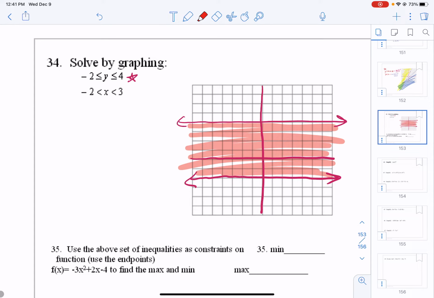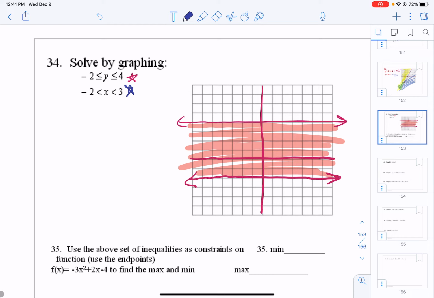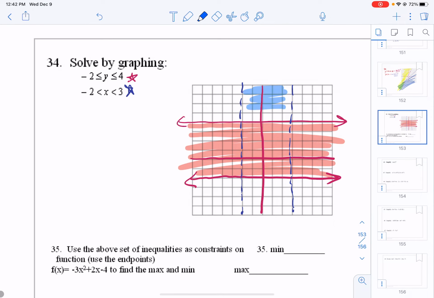Okay? Now, the second piece here, those are vertical lines, dashed at -2, dashed at +3. Now, why are they dashed? Well, there's no equal to bar right there. And then I would shade everything in between them. So the answer is this square box here, where the two highlighted areas have intersected.